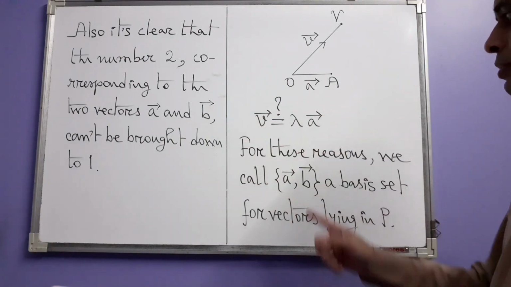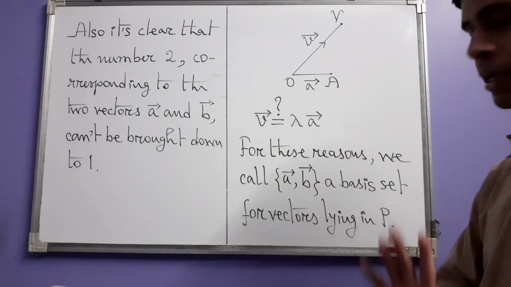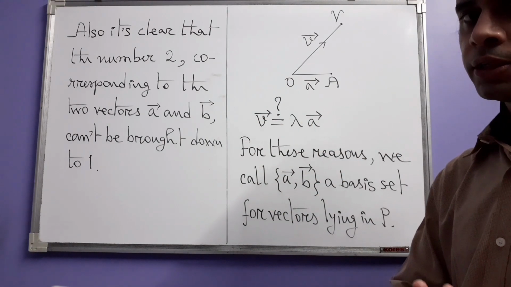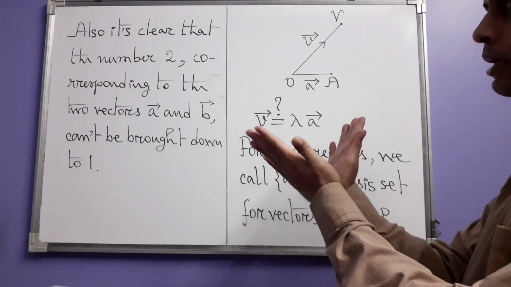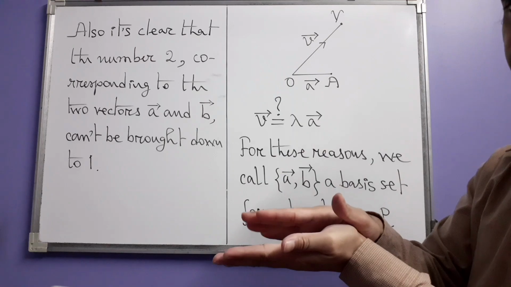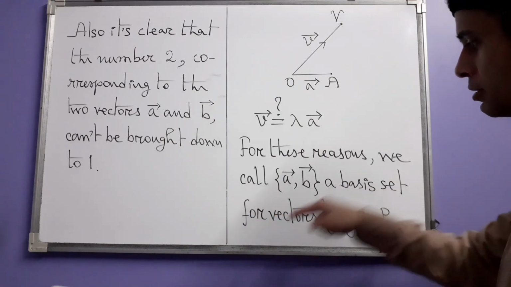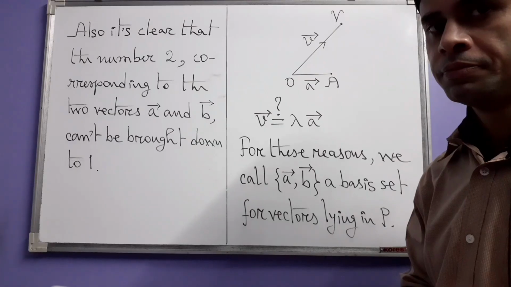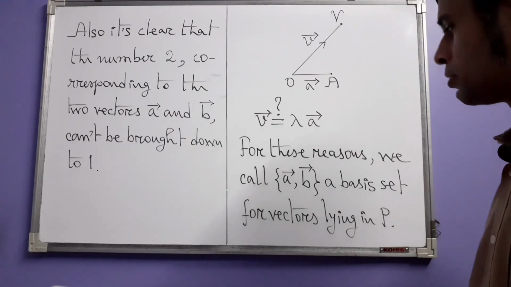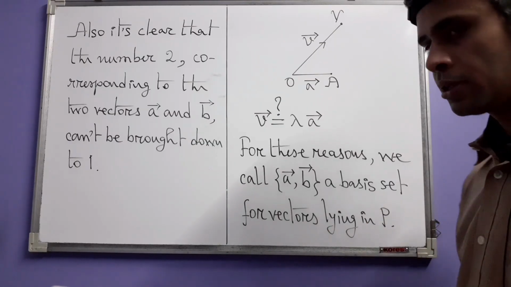For these reasons, we call this set consisting of those two vectors A and B, which are non-zero and with the property that they are not parallel to each other, a basis set for vectors lying in the plane P. And the author also makes this part more clear.